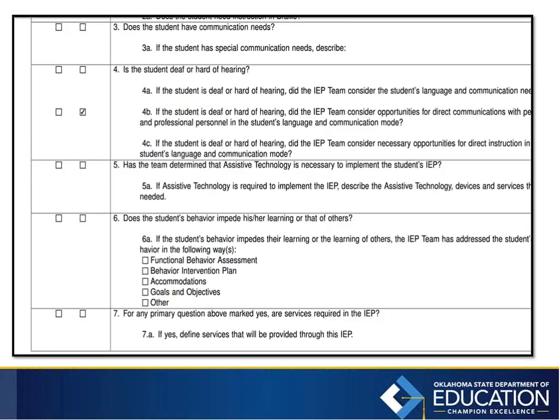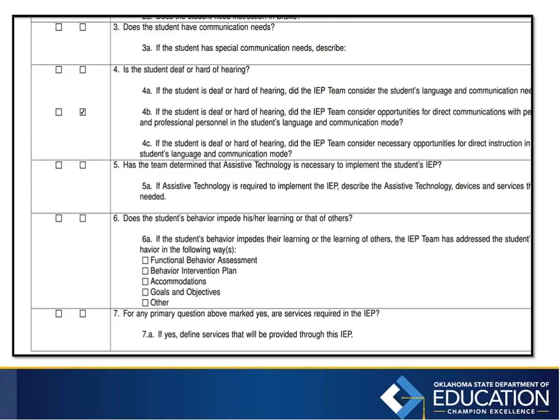Does the student have communication needs? Is the student deaf or hard of hearing? Has the team determined that assistive technology is necessary? You want to be asking those questions. I see this a lot actually when it comes to behavior. Does the student's behavior impede his or her learning? That's up to the team, but if it does, you want to make sure we've addressed it in either an FBA, a functional behavior assessment, a behavior intervention plan, maybe some accommodations, goals and objectives. You can put any of those in place, but if you mark it here on number 6 that you're going to put goals for behavior, make sure you go to the goal page and put a goal for behavior. Make sure we are all flowing and it all matches.